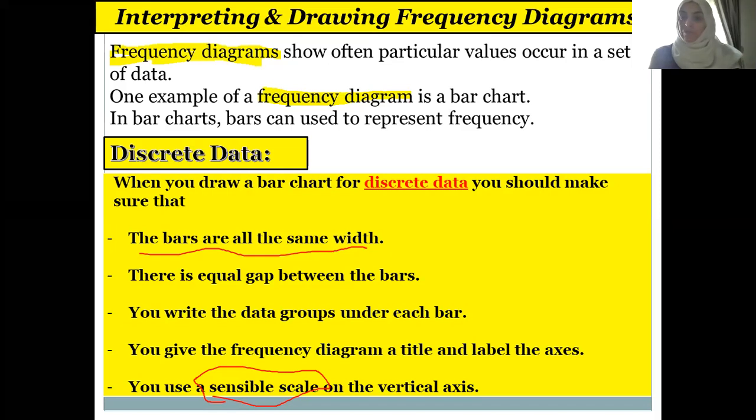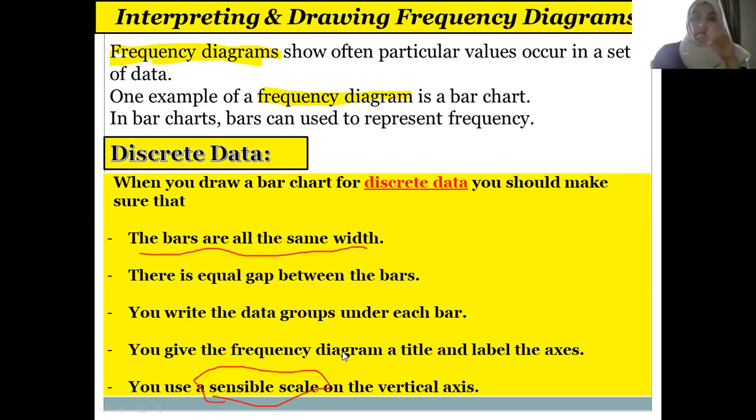هدول البars لهم specifications. Okay, let's see how they look. These bars have the same width, and there are equal gaps between these bars. We write the data or the group under each bar. The frequency diagram should have a title, and we should label the axes, and we should have a sensible scale, especially on the vertical axis, which is the frequency.